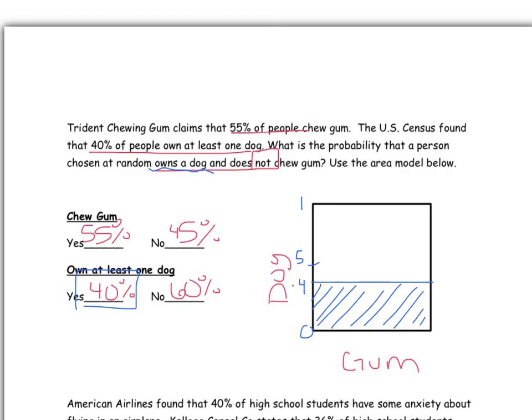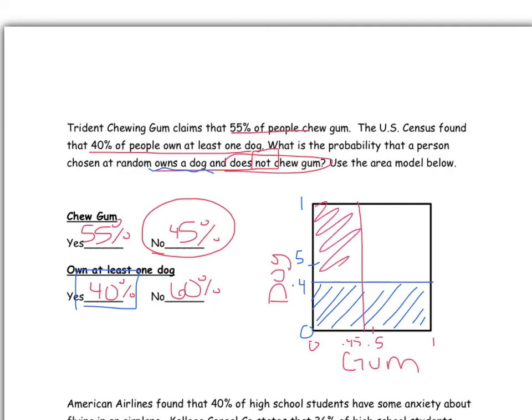But then the other direction would be that they do not chew gum, which means we have to choose the no section for gum, which is instead of 55%, it's the remaining 45%. So from 0 to 1, 0.5 in the middle, 45%, 0.45, and shade the smaller 45% zone.